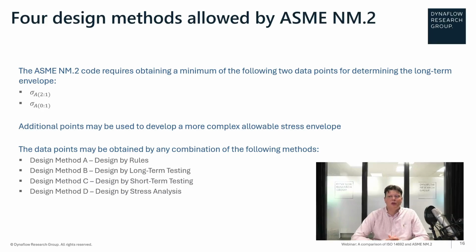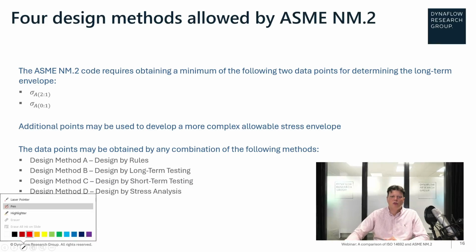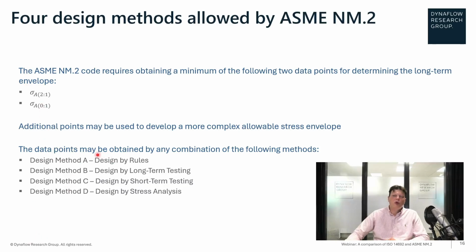Additional points may be used to develop a more complex allowable stress envelope, but that is considered optional. So basically, from just these 2 points, you're allowed to determine your entire envelope. And the data points may be obtained from any combination of the methods.